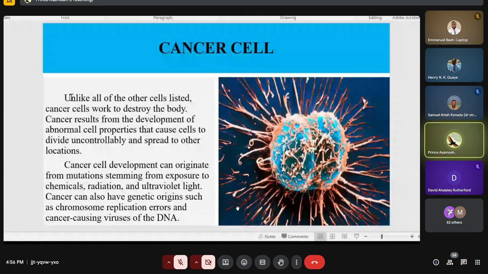Finally, we have cancer cells. Now we are seeing that unlike all the other cells listed, cancer cells work to destroy the body. Cancer cells result from the development of abnormal cell properties that cause cells to divide uncontrollably and spread to other locations. Cancer cell development can originate from mutation stemming from exposure to chemicals, radiation, or ultraviolet light. Cancer can also have genetic origins, such as chromosome replication errors and cancer-causing viruses of the DNA.